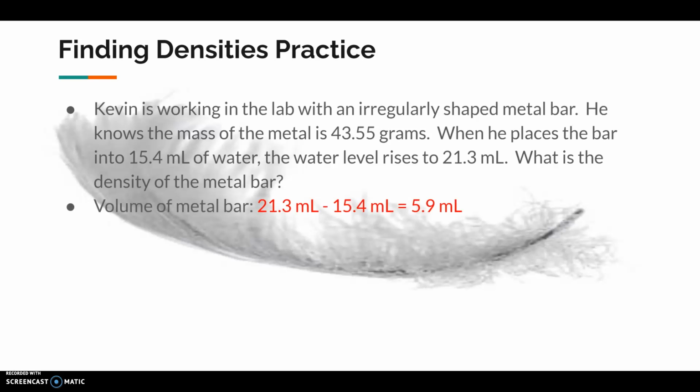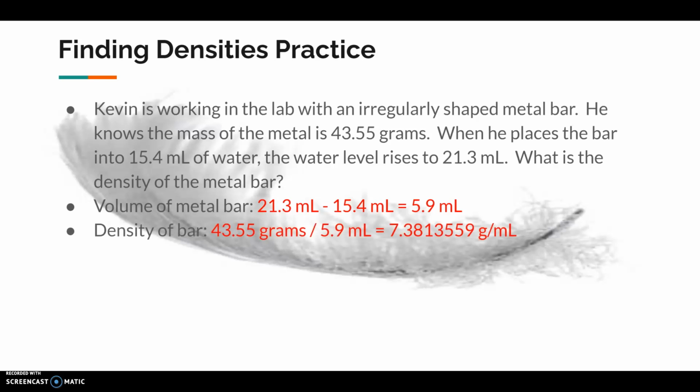First, we have to find the volume by water displacement. We take the new water level, which is 21.3 milliliters, and subtract from it the old water level, which is 15.4 milliliters. We obtain the difference, which is 5.9 milliliters. This is the volume of the metal.